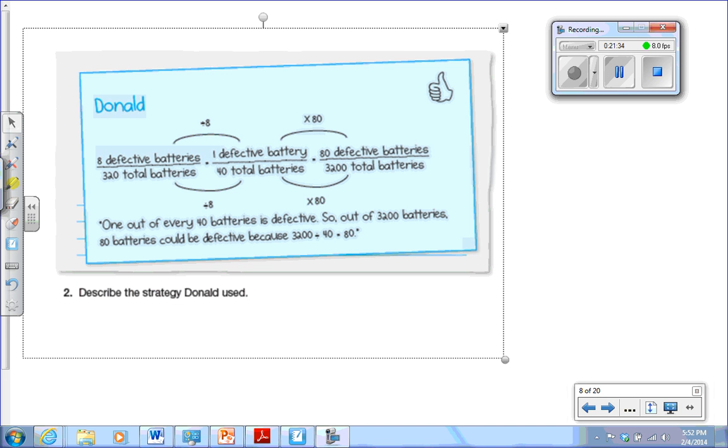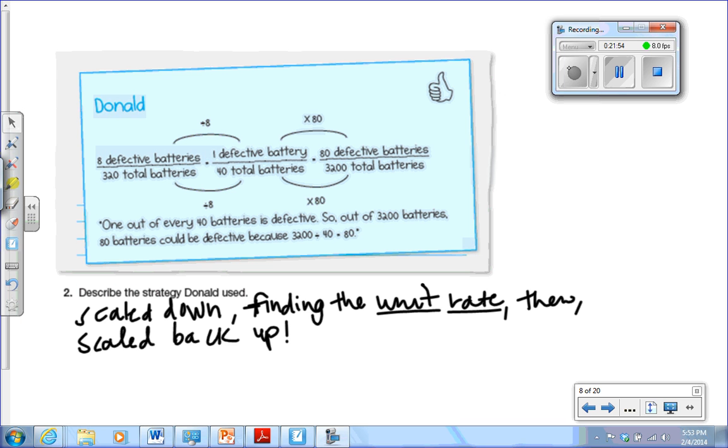which used a different strategy. I want you to take a look at what he wrote and then try to figure out what his strategy was. At this point, we can see that he scaled down and then scaled back up, but try to think of a different way to describe what he's actually doing in this problem. So I hope you extended what you know about scaling down to see that he actually found that unit rate right here. We have 1 battery to 40 total batteries, which means that's a unit rate. So he scaled down, found the unit rate, and then he scaled back up.